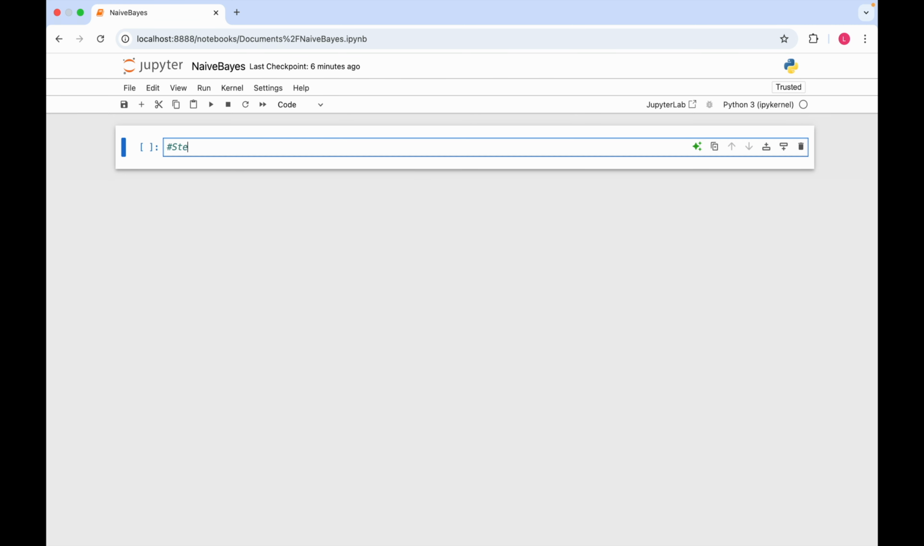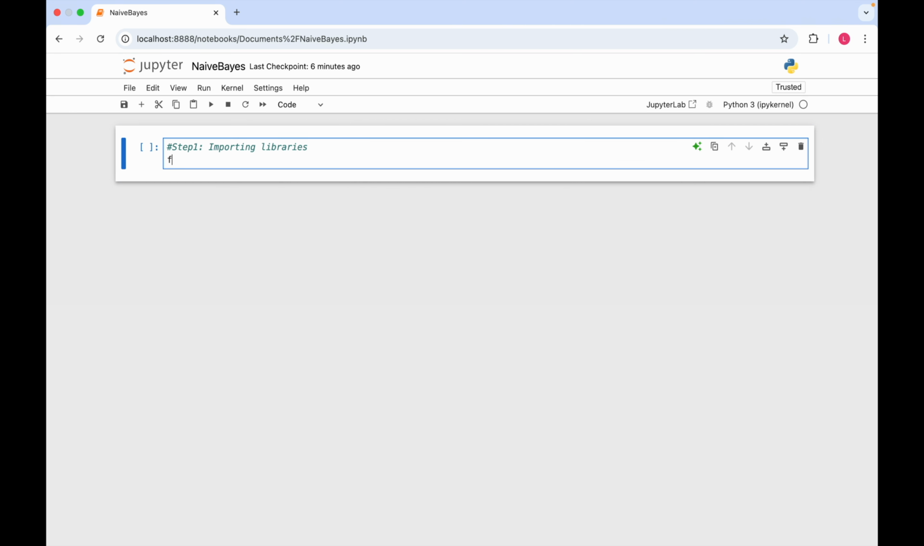Step 1 is importing libraries. From sklearn.naive_bayes import GaussianNB. So here we choose GaussianNB because our feature, that is temperature, is continuous numerical data. So naive-Bayes is perfect.